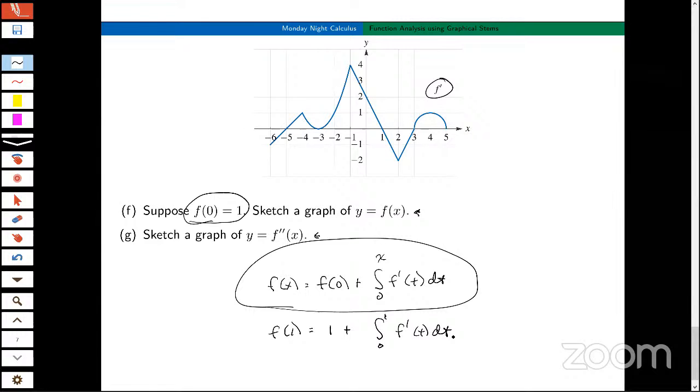To find this definite integral, I'm going to go up to the graph and use geometry. The integral from 0 to 1 of f prime of t dt would be the area of this region right in here, which happens to be a triangle. I can find the area of that triangle as 1/2 the base times the height, and I add that to 1, and now I've got a value of f of 1. And I would continue and find f of 2 and f of 3.